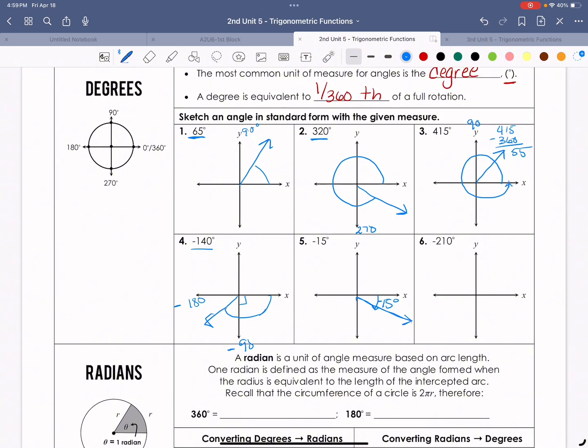And now for negative 210, remember if you start here at your x-axis and go clockwise because it's negative, this is going to get you to 180. So 210 is going to be just a little bit more, maybe about right there.